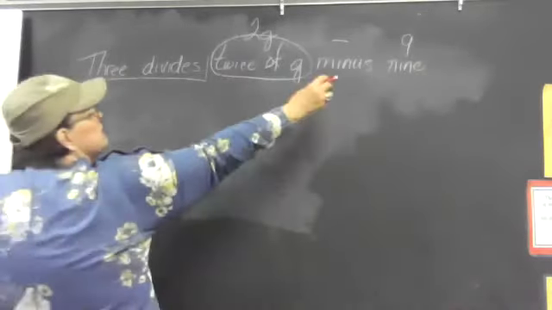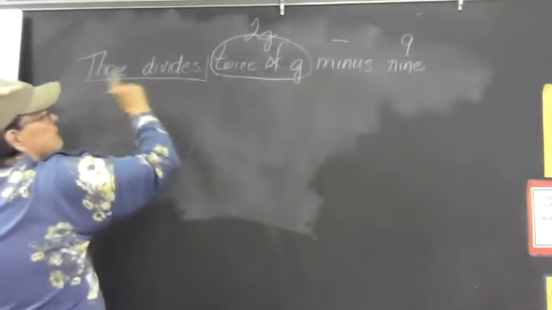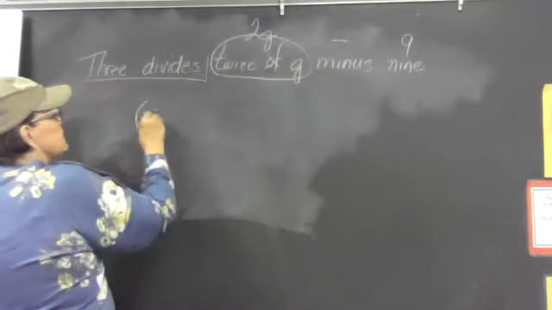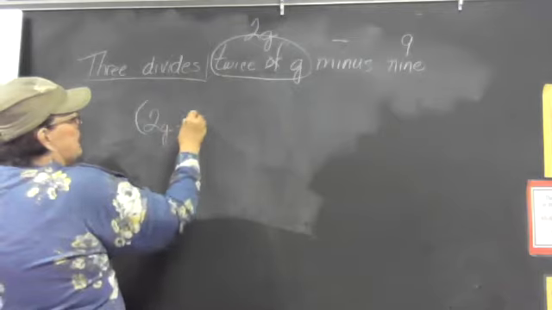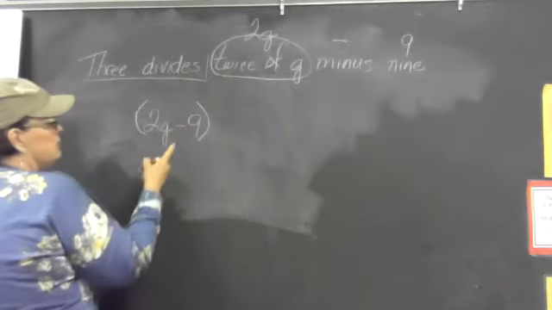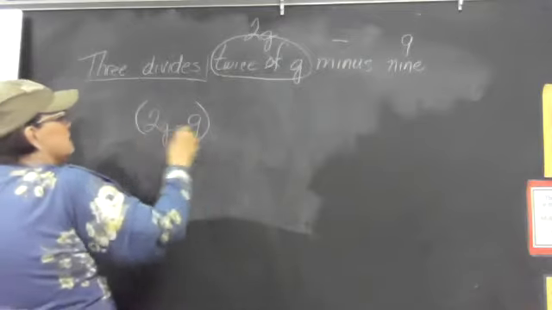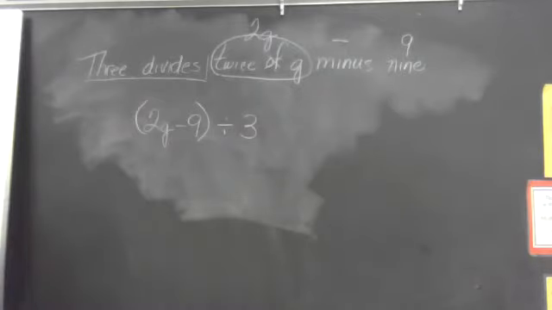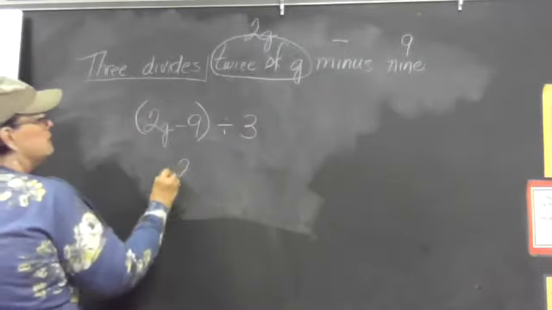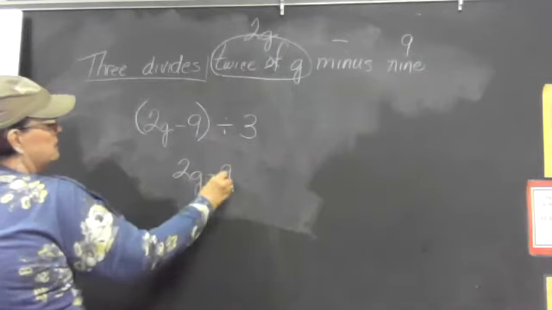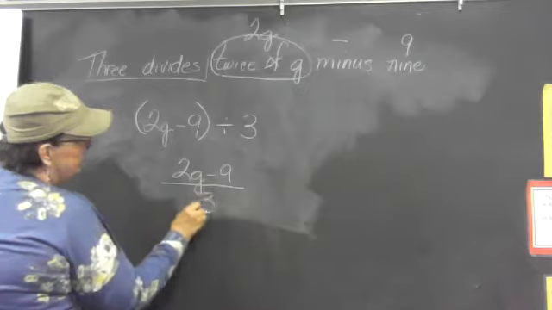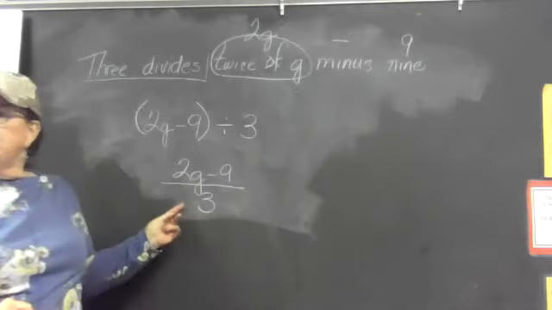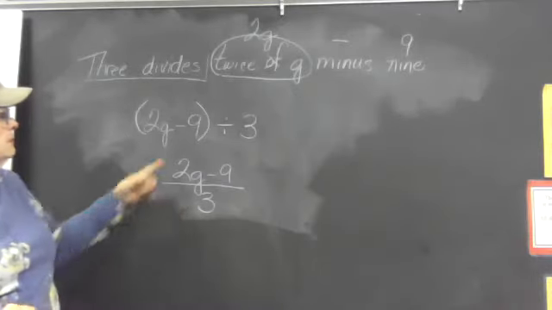So we have all of this, and then it says 3 divides that into 3 pieces. So what it's going to look like is either this, 2G minus 9. The reason I put it in parentheses is because all of that is going to be divided by 3. Or you will see it like this, 2G minus 9. And 3 divides all of that into 3 equal parts. This is probably more common, but it could be that way.